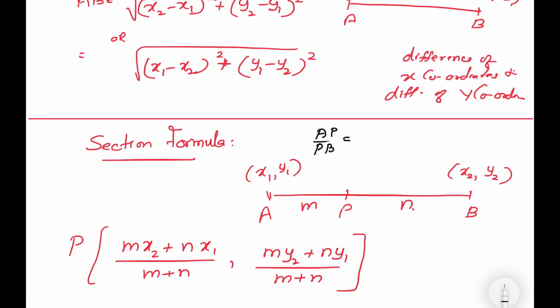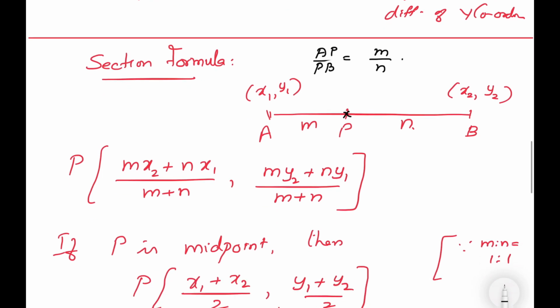AP by PB equal to M/N. The ratio is given, the two coordinates are given, then you can find the coordinate of the point P which is dividing AB. Again, the proof is beyond the scope of your syllabus.